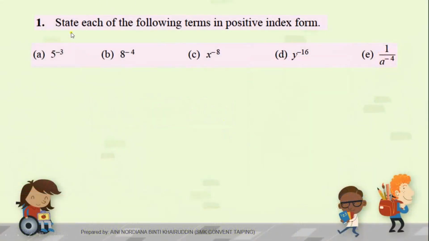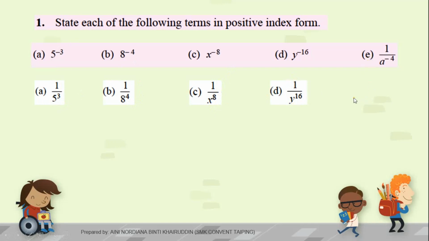Question number 1. State each of the following terms in positive index form. As I mentioned earlier in my previous video, this is a simple question. 5 to the power of negative 3. Change to positive index form, it will become 1 over 5 to the power of 3. So for B, 1 over 8 to the power of 4. C, 1 over x to the power of 8. D, 1 over y to the power of 16.